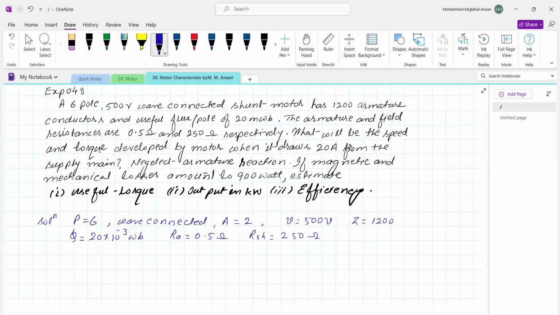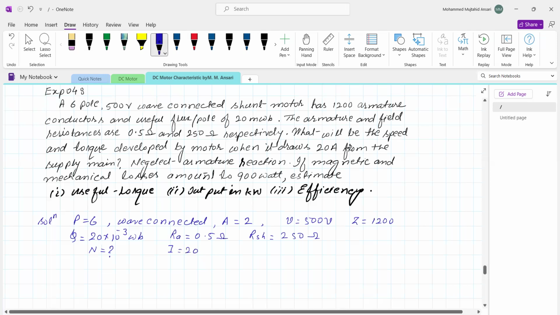What will be the speed and the torque? Means we are going to calculate the speed N, and the useful torque developed by the motor when it draws the load current I equal to 20 ampere, at which we want to calculate torque and speed. And the magnetic and mechanical losses, that is Wc, the constant losses, is equal to 900 watt. So this much data is given.